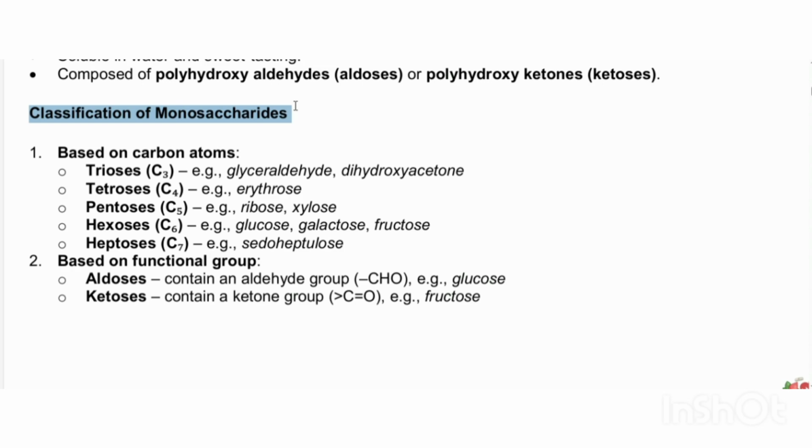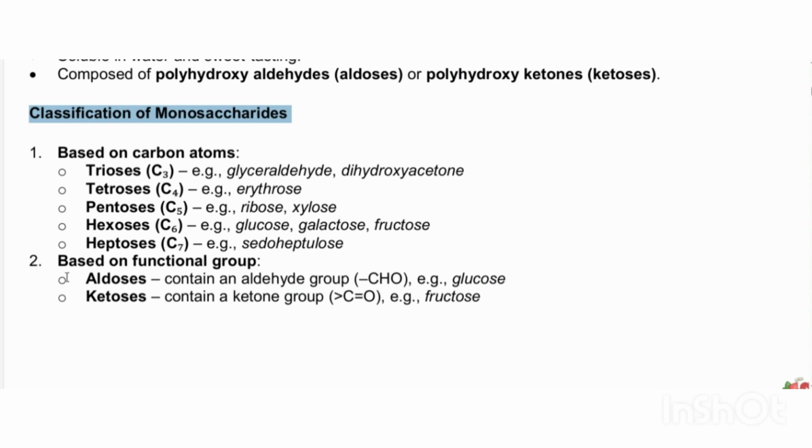Tetroses having 4 carbon atoms, just like erythrose. Pentoses having 5 carbon atoms, for example, ribose and xylose. Hexoses having 6 carbon atoms, and they include glucose, galactose, and fructose. Hexoses, we are mostly familiar with hexoses. Heptoses having 7 carbon atoms, like pseudoheptulose.